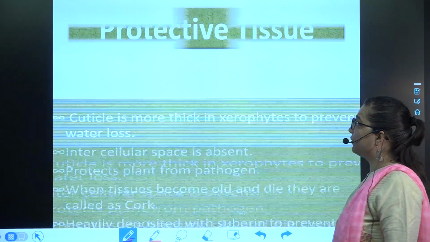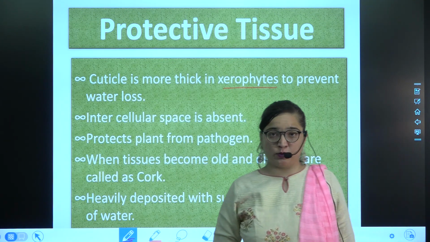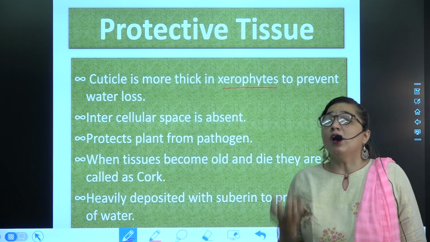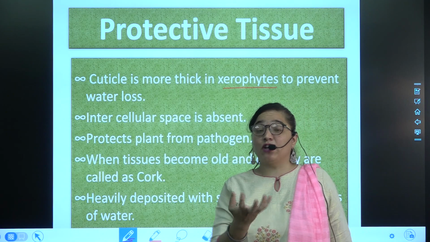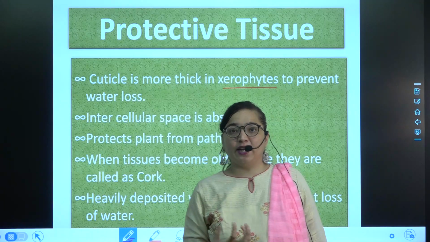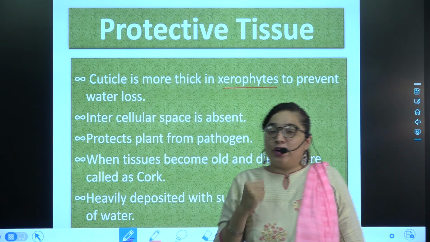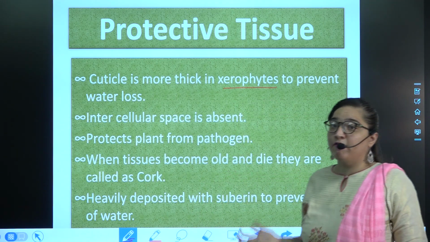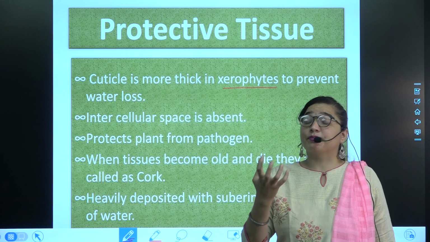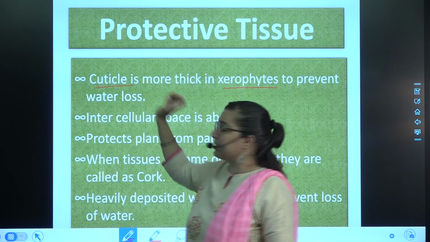And then the next part of the protective tissue. If we talk about xerophytes, what are xerophytes? First of all, these are plants that are generally present in the desert region, which don't take much water, and hence they need to preserve the water. They generally grow in desert areas, where there is less water. For preserving the water, the tissue that helps the plant prevent water loss is the protective tissue. With the help of cuticle, it is doing it.